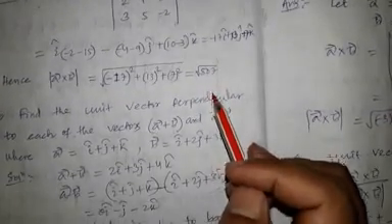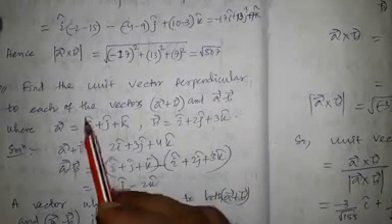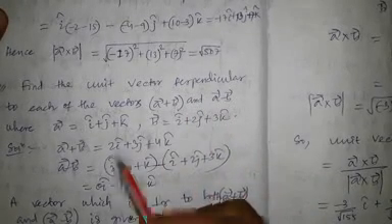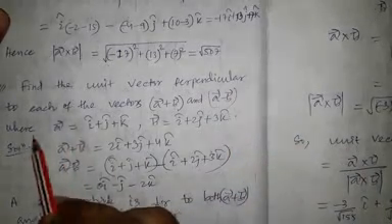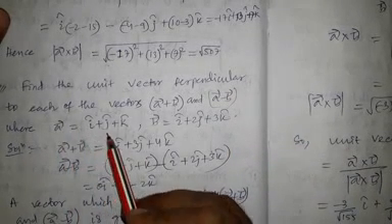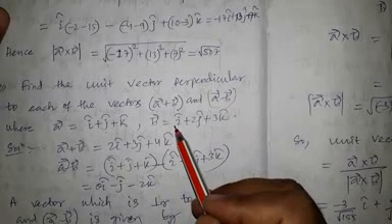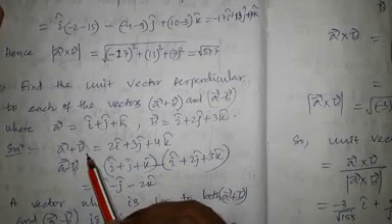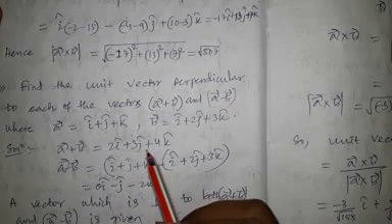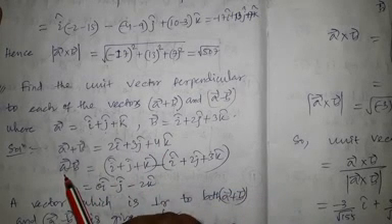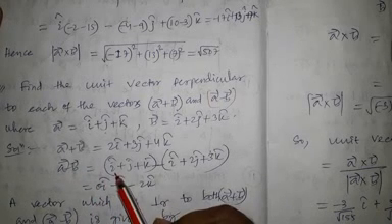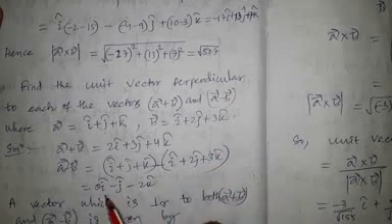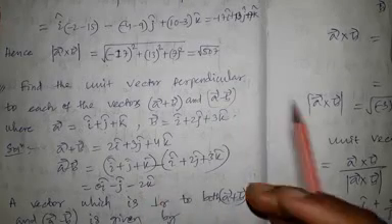Find the unit vector perpendicular to each of the vectors A plus B and A minus B, where A vector is equal to i plus j plus k, and B vector is equal to i plus 2j plus 3k. Now A vector plus B vector is equal to 2i plus 3j plus 4k. A vector minus B vector is equal to i plus j plus k minus (i plus 2j plus 3k), which is equal to 0i minus j minus 2k.